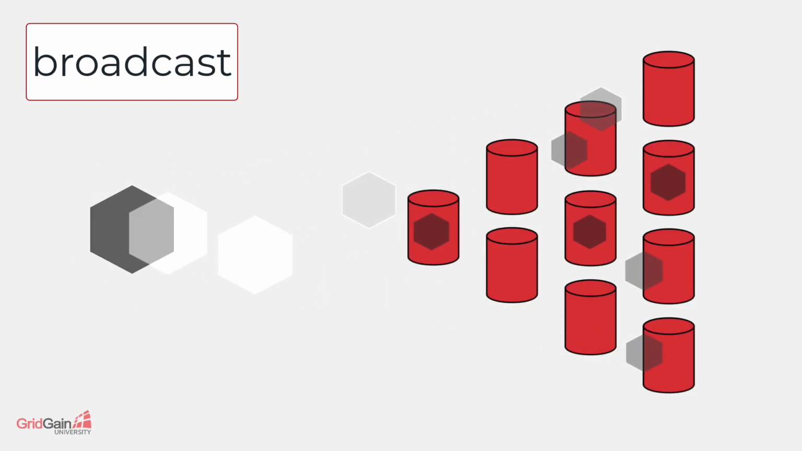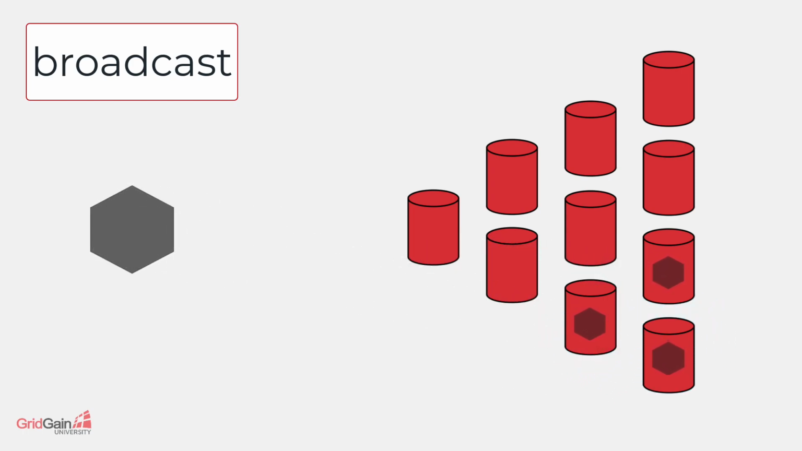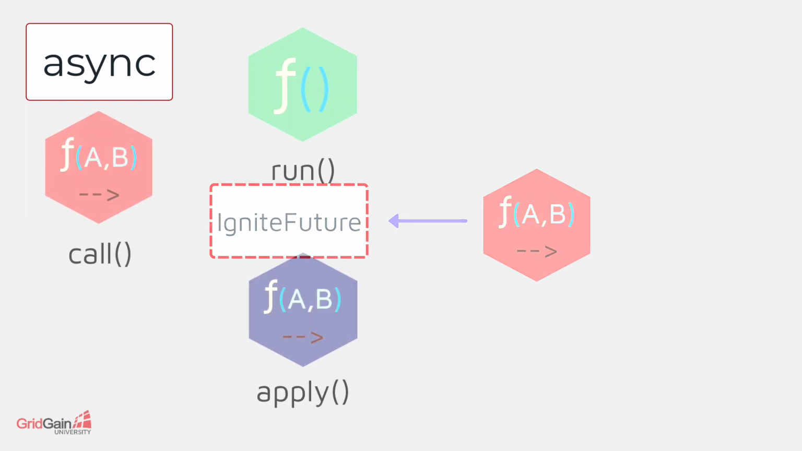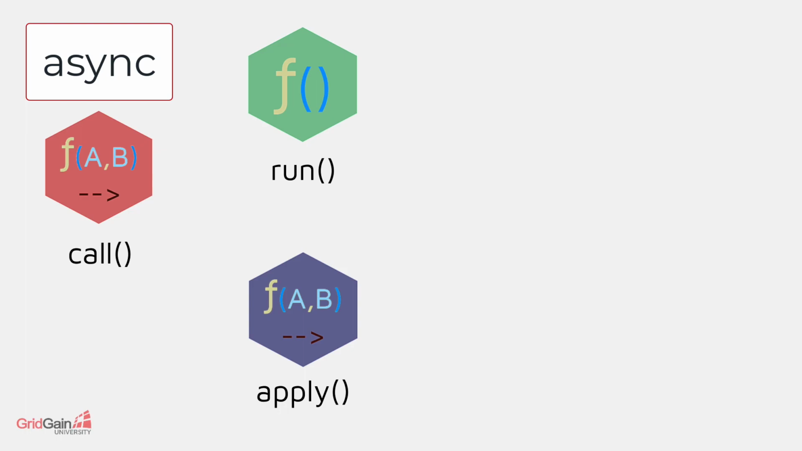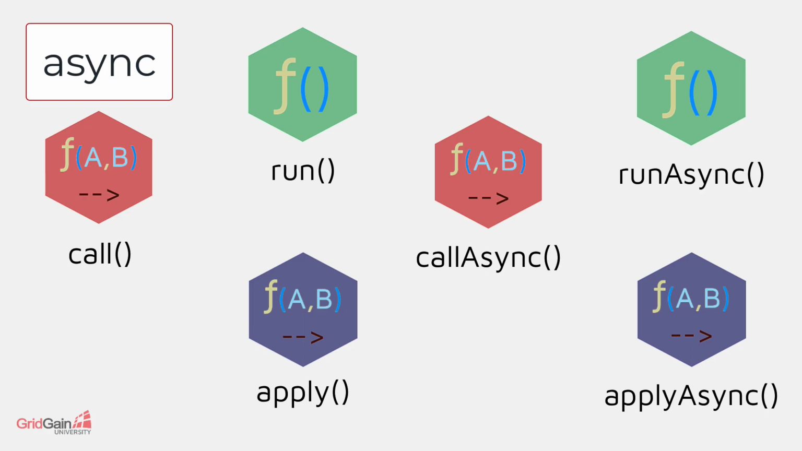Apache Ignite also supports the broadcast method. By default, broadcast executes a task on all nodes, but it can also execute tasks on a subset of nodes, using a cluster group object to define that subset. Since you don't always want to wait for a task to be completed, tasks can also be run asynchronously. In fact, all methods described in the previous section have asynchronous counterparts.